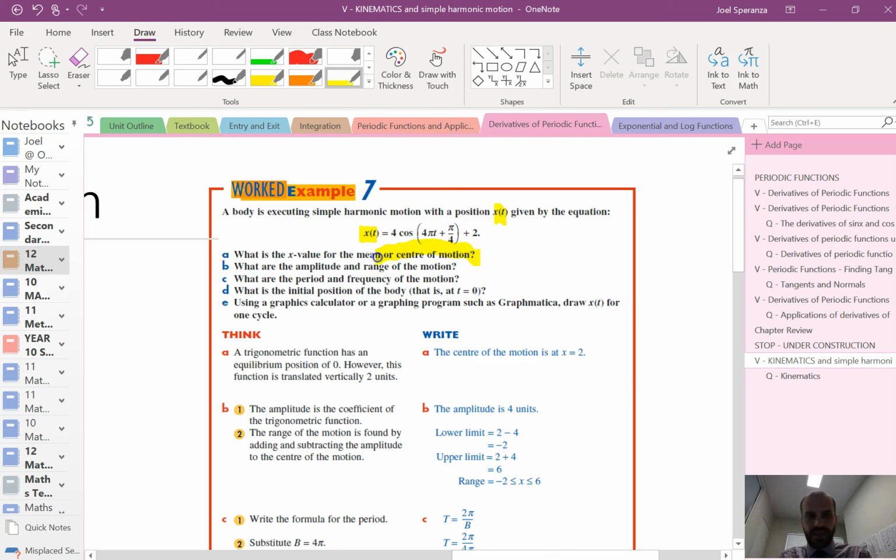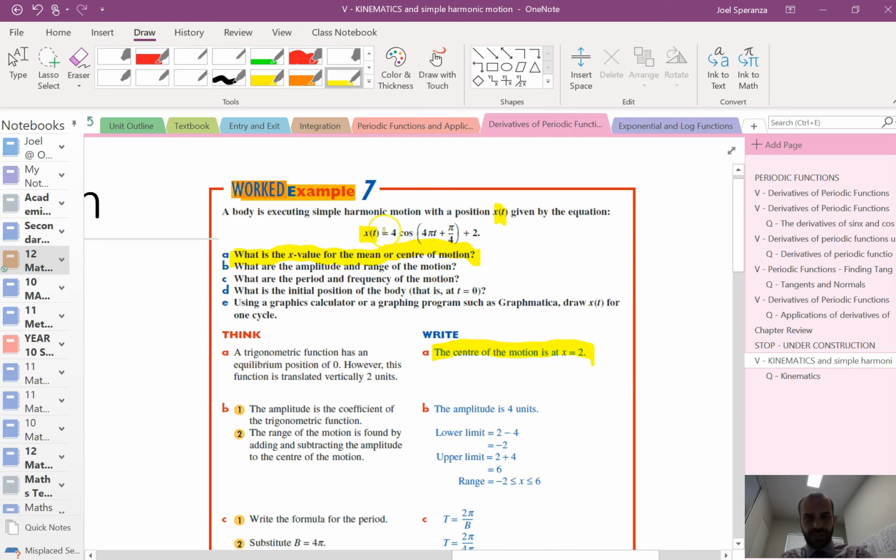What is the mean value, or center of motion? So the mean value is going to be that middle function. We talked about a pendulum, it's going to be the middle value. In terms of a periodic function, we turn it on its side and it goes like that. It's going to be 2 because our d value for our periodic function is 2. So that's our center of motion, x equals 2.